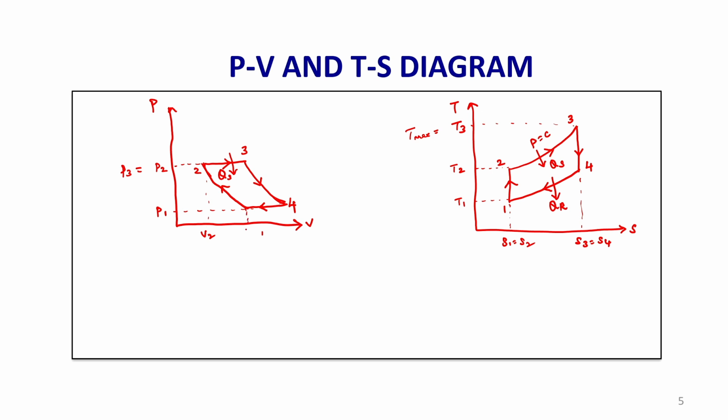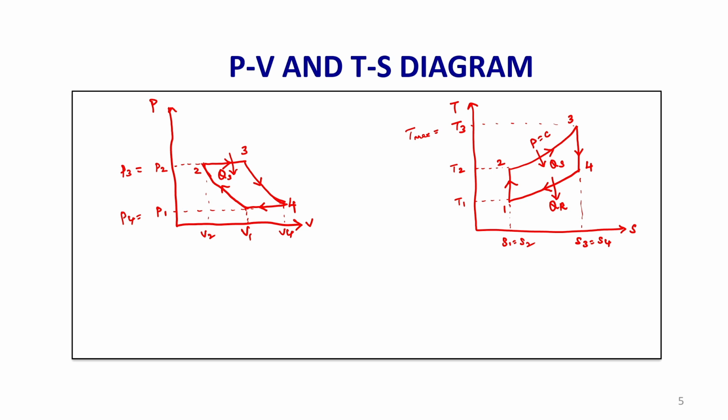So, this is V1, this is V4. Pressure at 4 is equal to pressure at 1, because there are 2 constant pressure processes. Both heat addition as well as heat rejection in an ideal Brayton cycle take place at constant pressure.